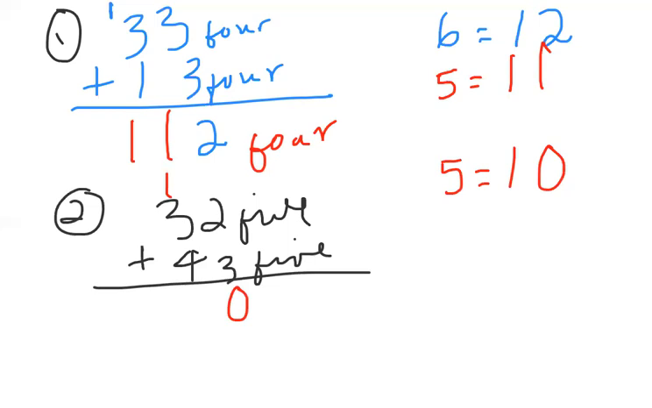Next, 3 plus 4, that's 7. 7 plus 1 is 8. We can't use 8s. So we're going to convert it. 5 goes into 8. How many times? Once, with what left over? 3. So there's the answer, guys.